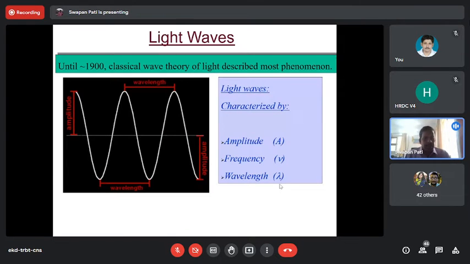So, light waves: till 1900, classical wave theory considered light as a wave, and it described most of the phenomena.